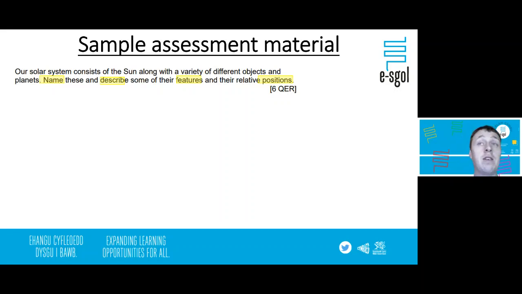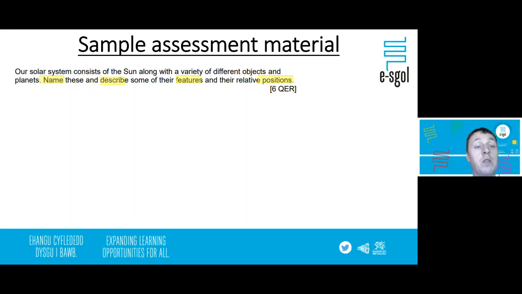As a question that says, the solar system consists of the sun along with a variety of different objects and planets. Name these and describe some of the features and their positions. So this is a very nice question with lots of opportunity to fully describe features.